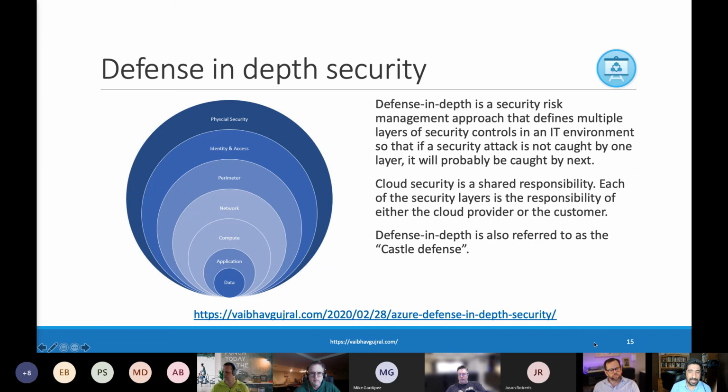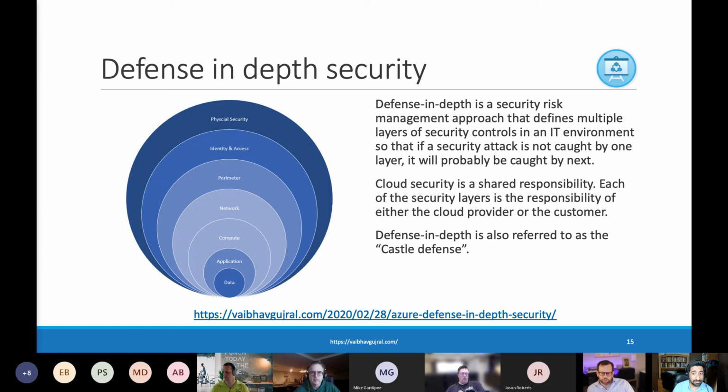Let's talk about defense in depth. If you have not heard of it before, here is how it looks. It's a security risk management approach that defines multiple layers of security controls in an IT environment, so that if a security attack is not caught by one layer, it will probably be caught by the next one. The multiple layers increase the overall security score of your environment, and it essentially reduces the probability of a security breach by a huge margin.